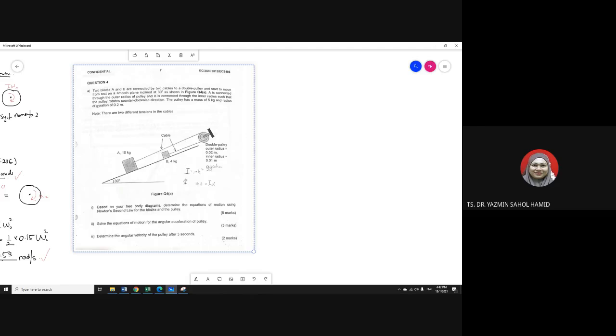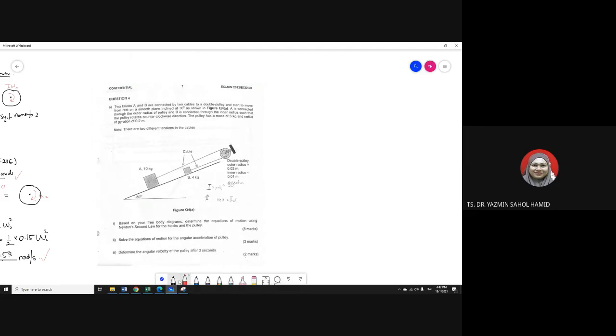So if you notice, there is a trick here. Block A is connected to the outer radius of the pulley, and B is connected to the inner radius. So don't make a mistake, okay. Here we have our pulley. If I draw it again, this is how you draw.